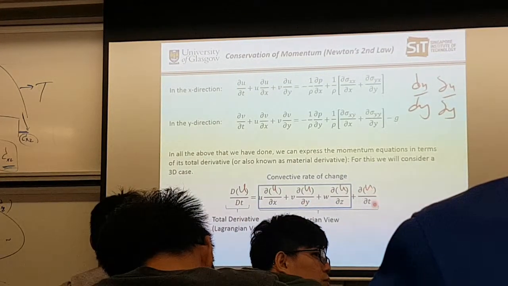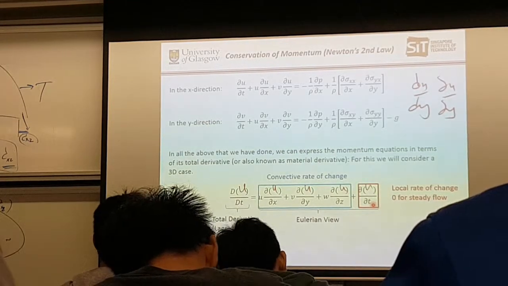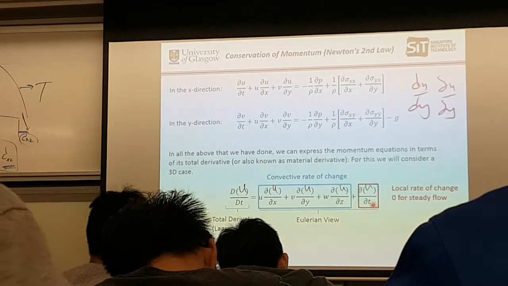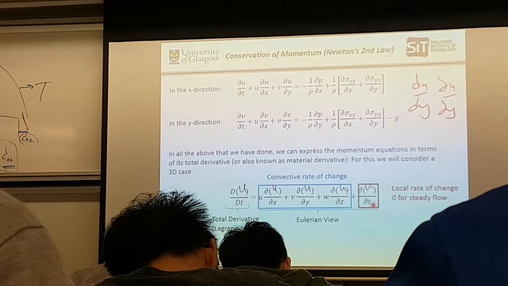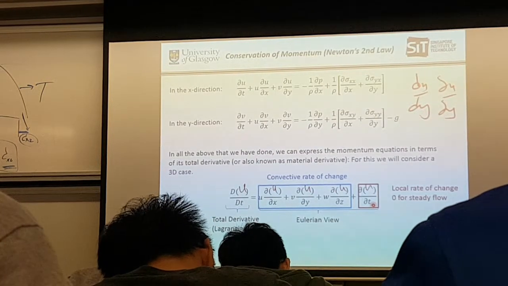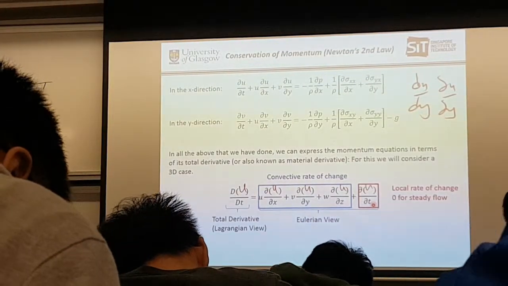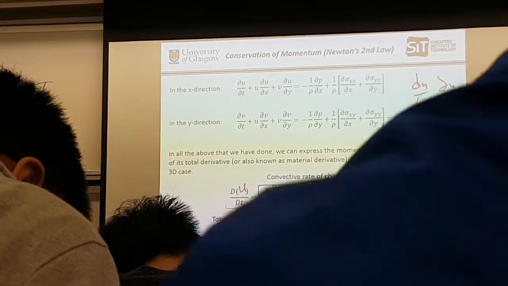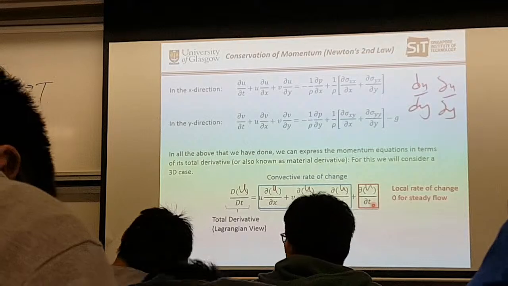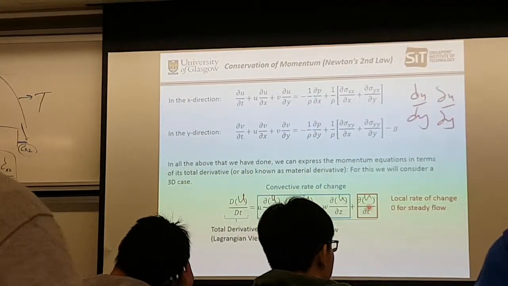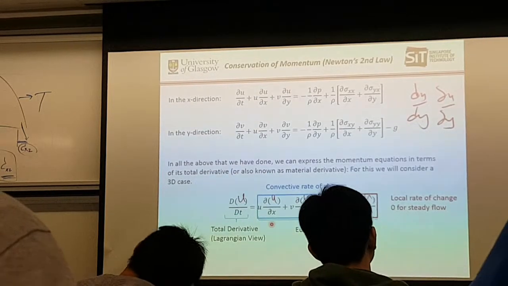Anything that changes with respect to time is known as local acceleration. That really is just the acceleration, because it's velocity with respect to time. Acceleration is the rate of change of velocity. So that's why this is known as local acceleration. The first three terms are convective acceleration.